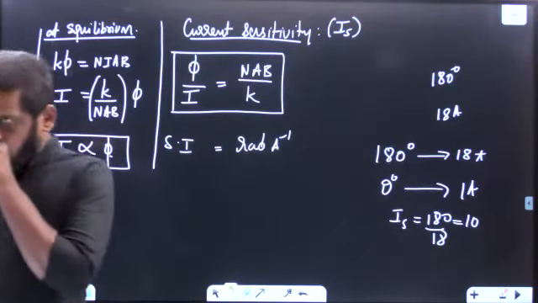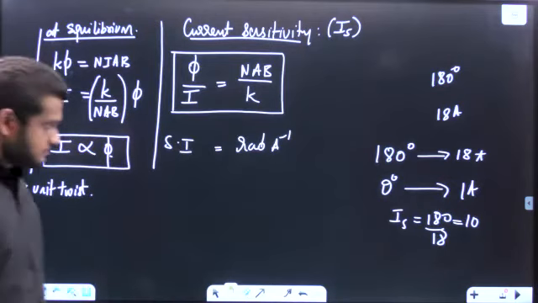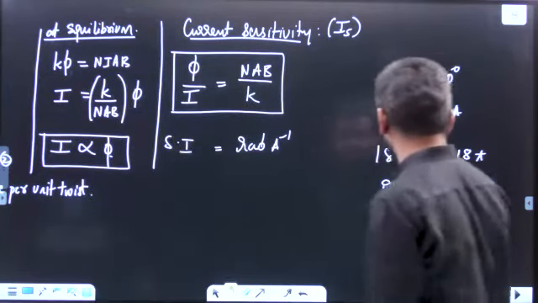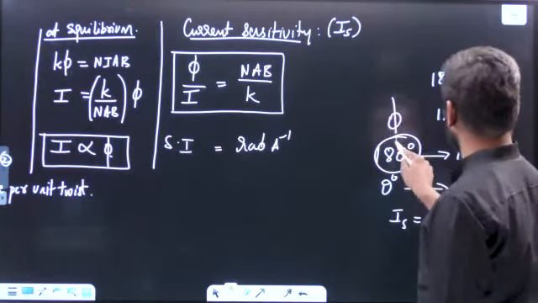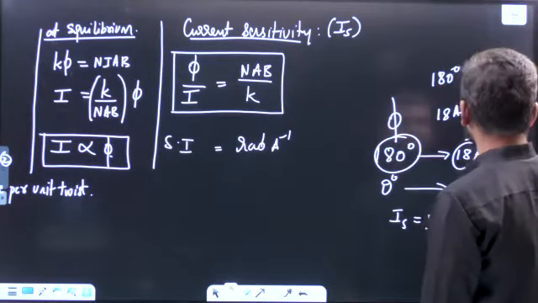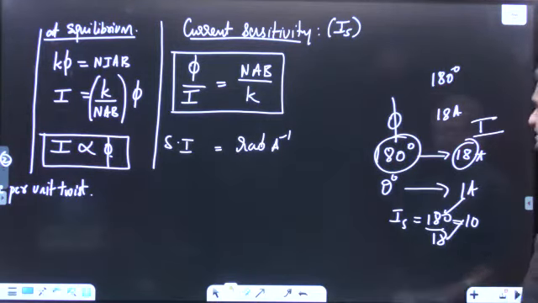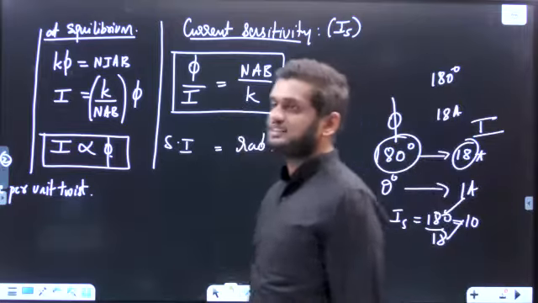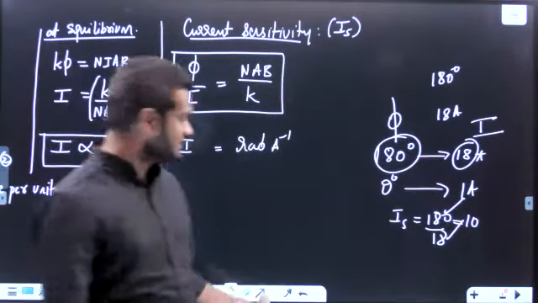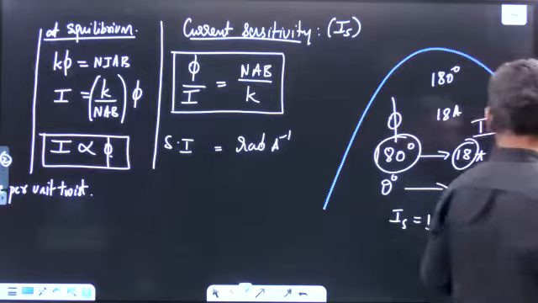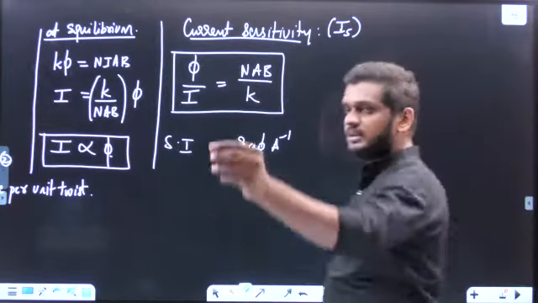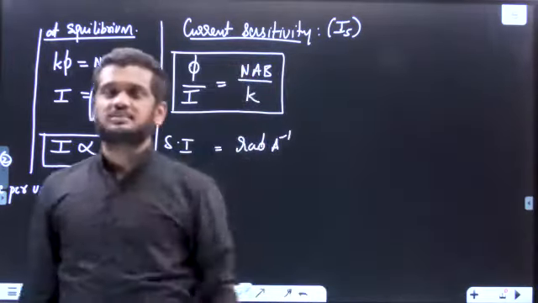Got it? Yes, sir. So in general it is the deflection produced divided by the current value. Correct? Deflection by current. That is what current sensitivity is. Did you understand this? Yes, sir.